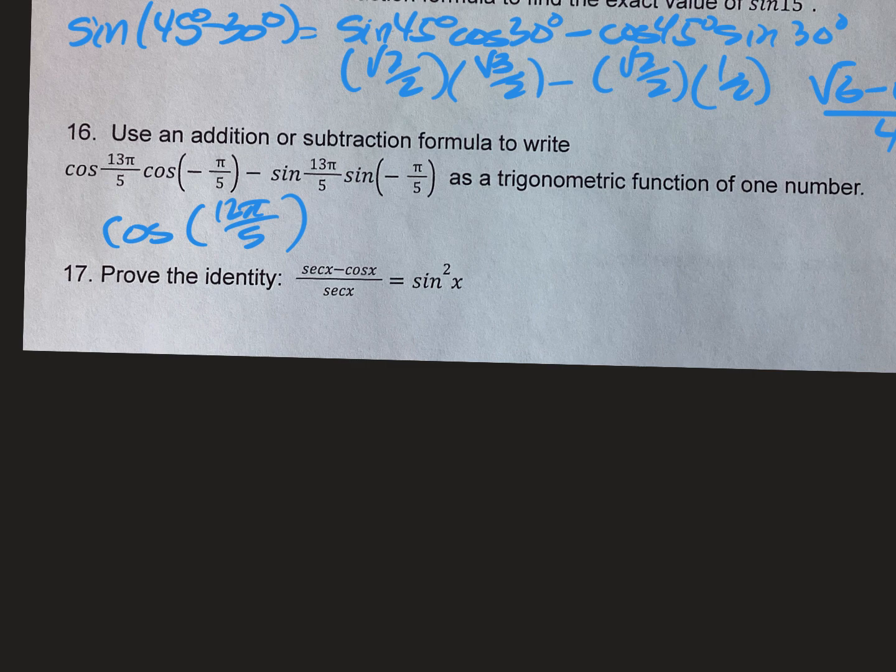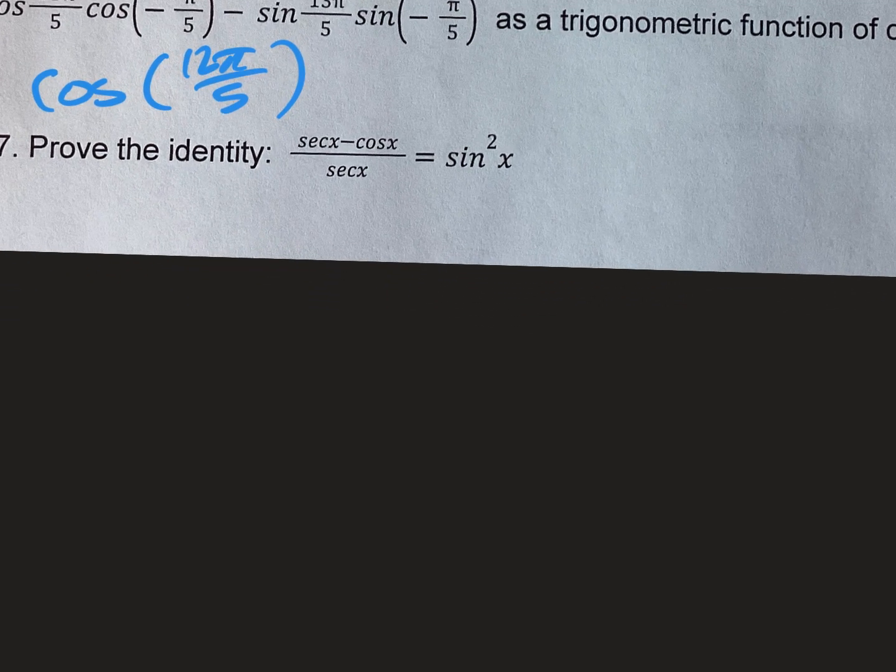And the last one, prove the identity. Secant minus cosine over secant. Okay, lots of ways you can go here. But I'm seeing secant over secant. So what I'm going to do is break that fraction up into 2 pieces. You can do that if you have more than one thing in your numerator and only one thing in your denominator. But your denominator must stay. The reason I like that is because secant over secant is 1, which I love.